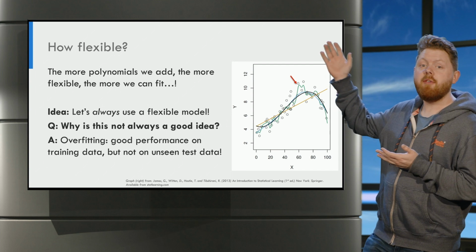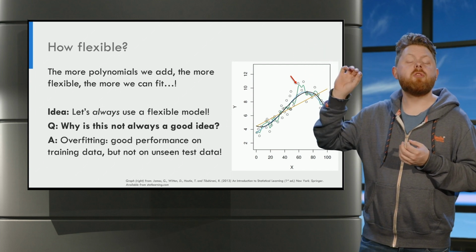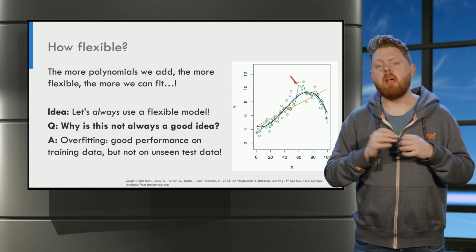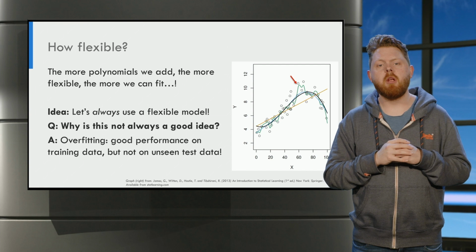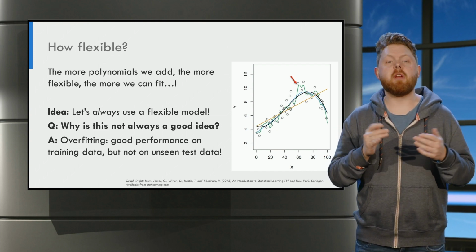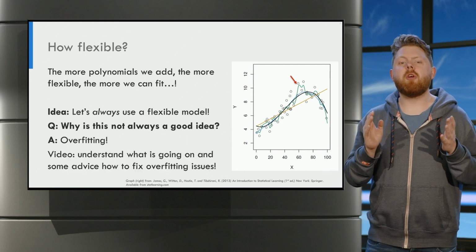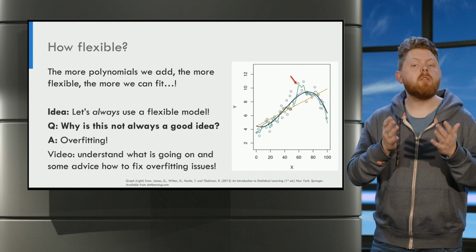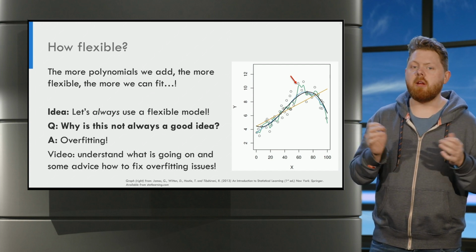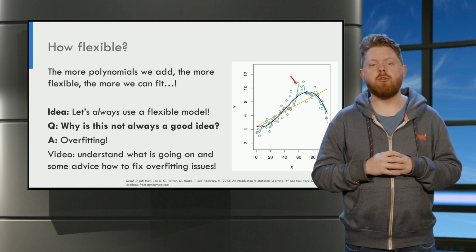Here in the figure, I have indicated a red arrow, where you can see the green line is really memorizing a point that has nothing to do with the underlying regression function. It is only fitting noise, or in other words, overfitting. In this video, we will discuss on a deeper level what overfitting and underfitting are and how we can understand what is happening. Finally, we will discuss how to fix these issues.